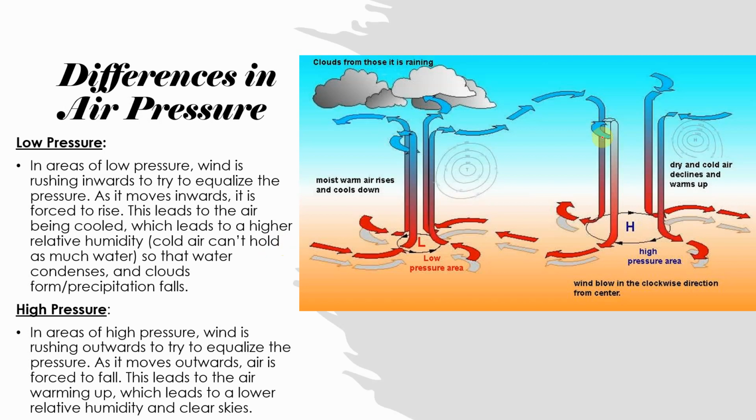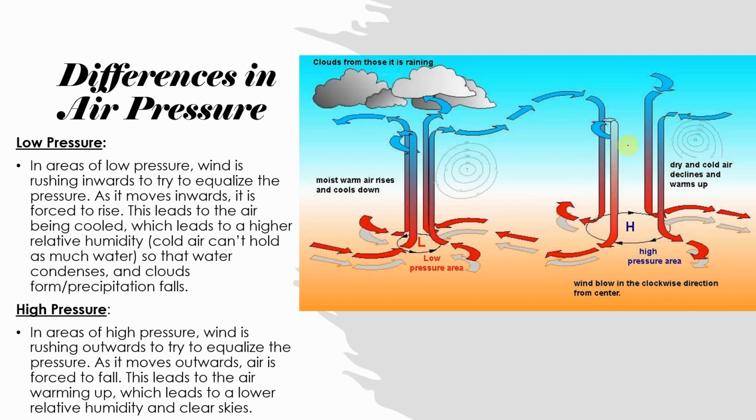The opposite is true for high pressure. In high pressure, there's a lot of pressure here. We all know that when a gas or air is in a high pressure area, it's going to want to move towards less pressure. So it's going to move away from a high pressure area. Because it's moving away at the surface, it needs to be replaced by air coming in from the upper atmosphere. As it does that, the air sinks.